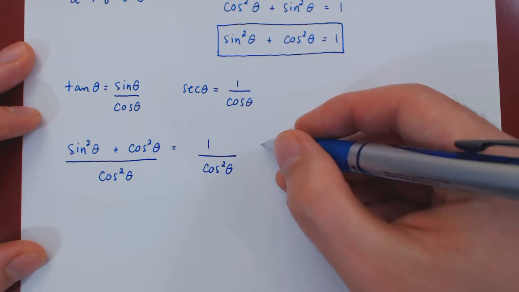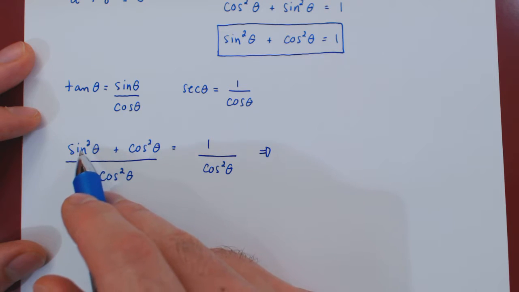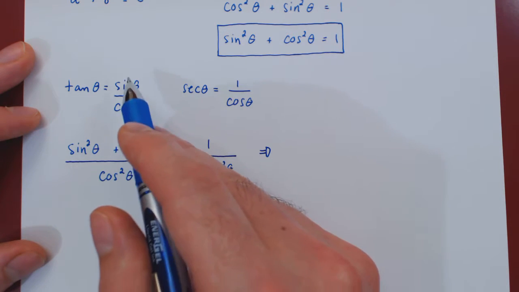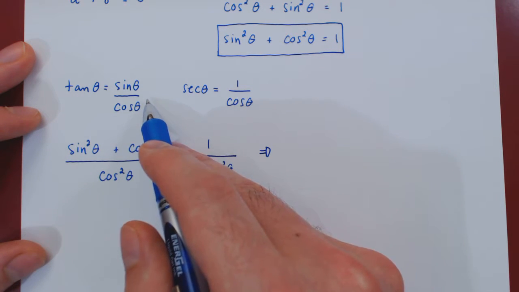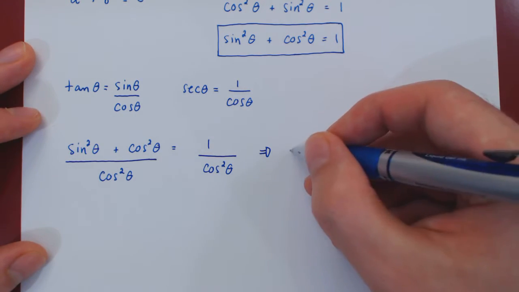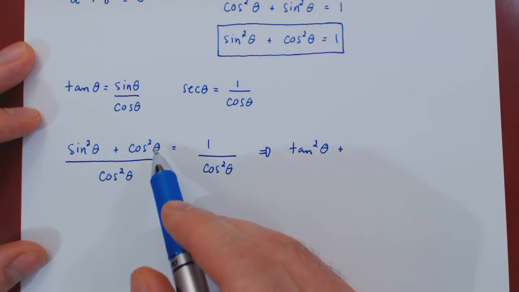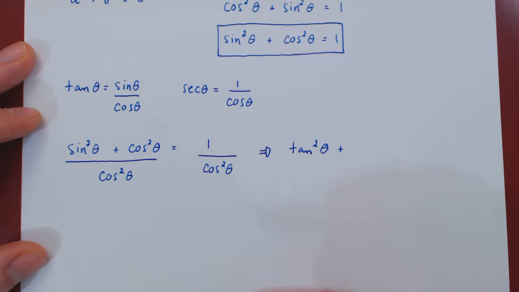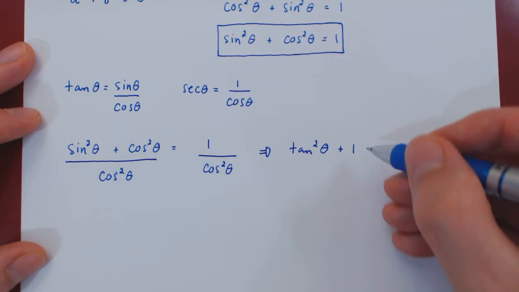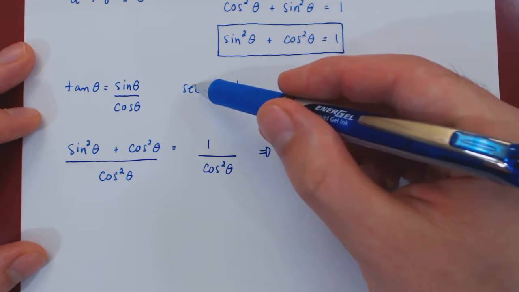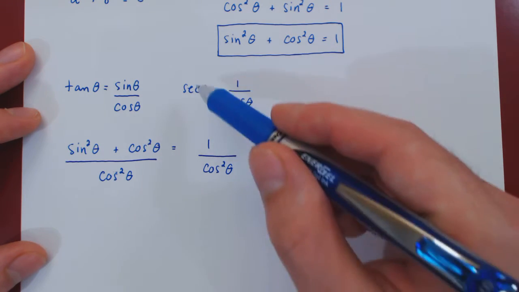But if you think about this, what we get is quite nice. Sine squared over cos squared is just the sine over the cosine squared, but sine over cos is tangent, so this term over this term is this squared, therefore tangent squared. Plus, well, cosine squared over cosine squared is simply 1. So on the left we have tangent squared plus 1 is equal to, and well, if by definition secant of theta is 1 over cos, if you square the whole thing, you get secant squared.